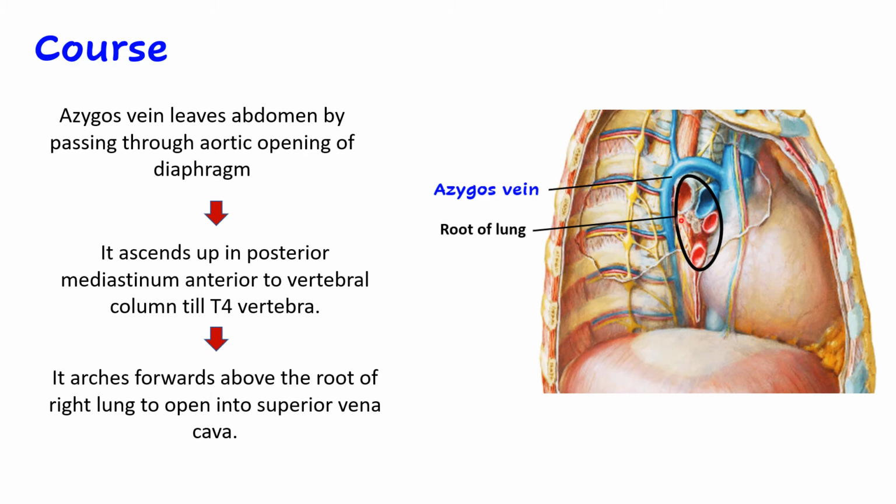You can see here the structures forming the root of the lung: the pulmonary veins, pulmonary artery, and bronchus. So it arches over the root of the lung and makes an impression just above the hilum of the lung also. And it opens posteriorly into the superior vena cava just before the superior vena cava pierces the pericardium. So this is the course of the azygos vein. Let us look at its tributaries now.